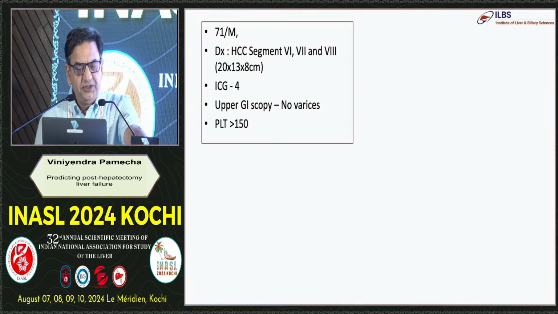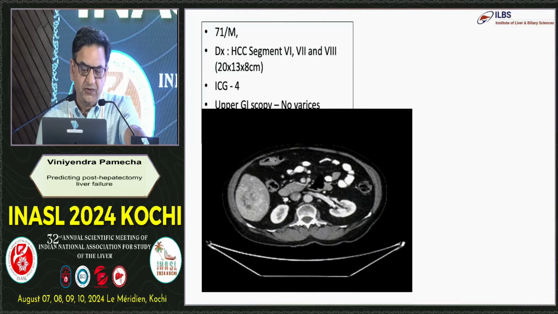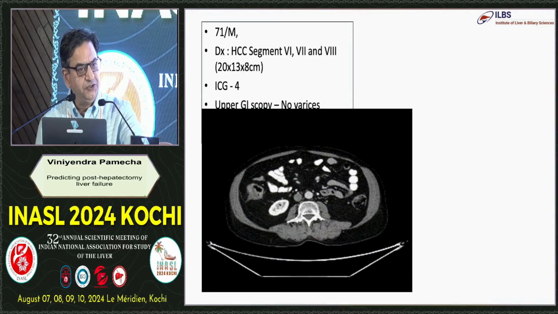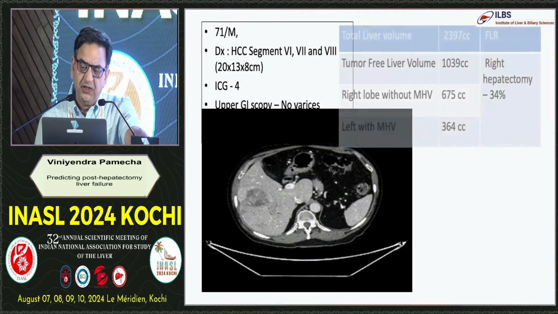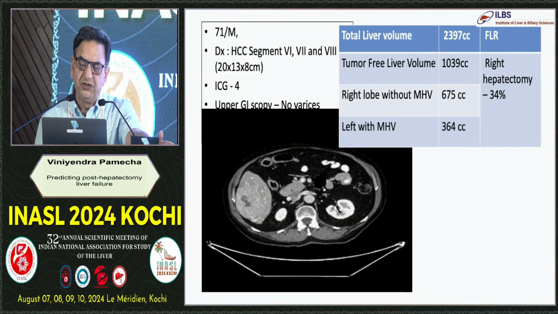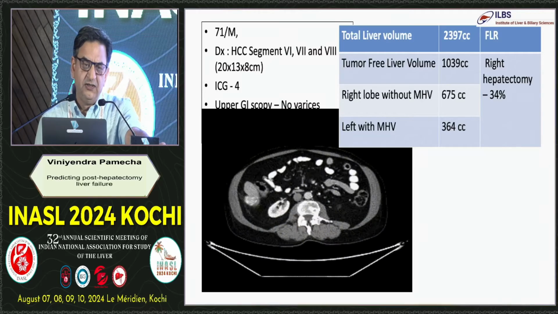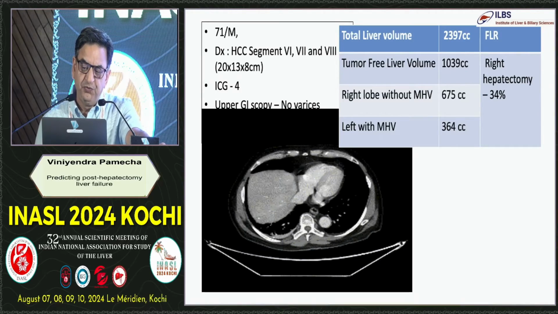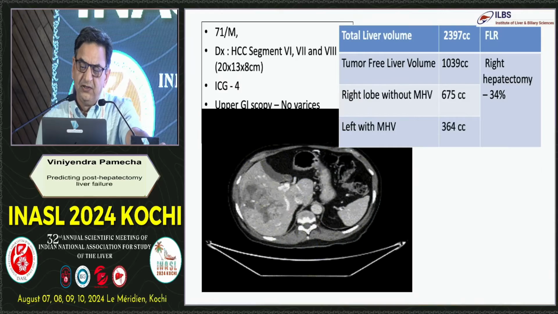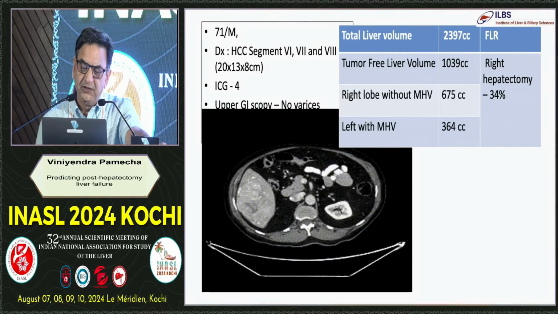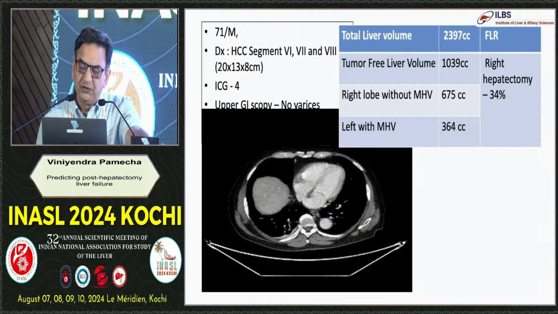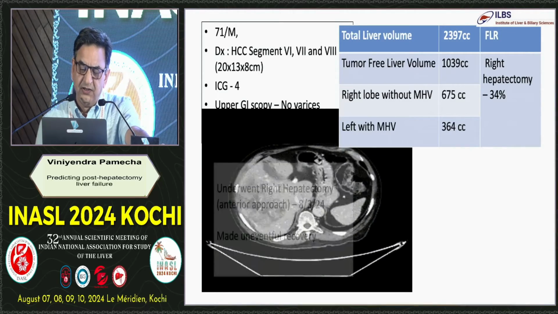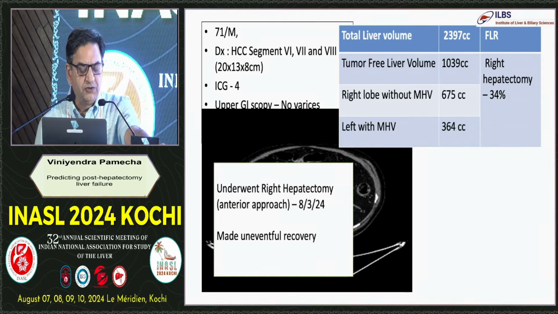And then I'm just going to take you through this case. A 71-year-old male with a large HCC in the right lobe of the liver. His ICG, which we normally do in all patients, was 4, and he didn't have any varices. His total liver volume was about 2,300. You always need to subtract the tumor volume from the total liver volume. So tumor-free volume was about 1000 ml, and he was planned to have a right hepatectomy, and his left lobe volume was about 360 ml. So the calculation-wise, it was about 34%.